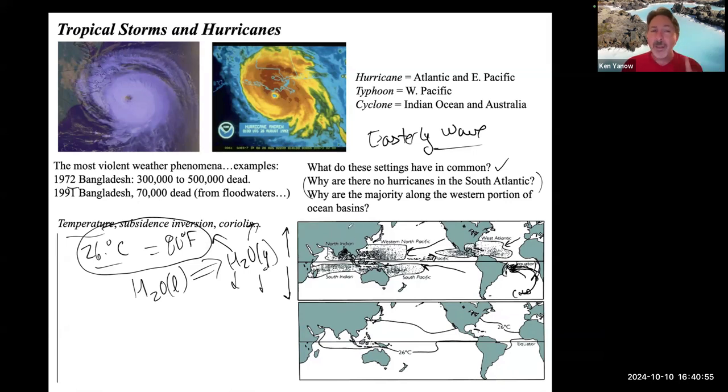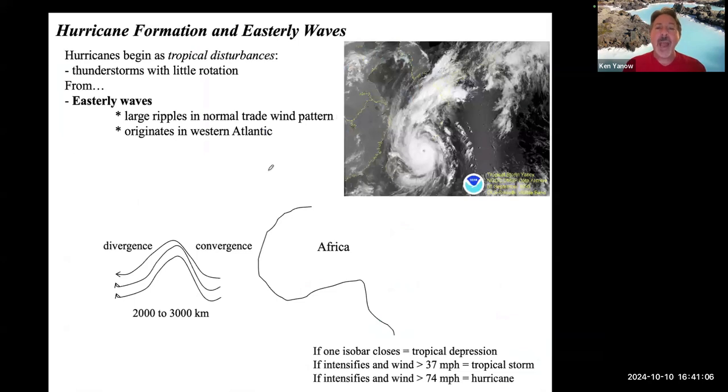So let's spend a little bit of time talking about these storms, figure out what causes them, why they're so dynamic, why they're so destructive. So again, we start with an easterly wave. A hurricane itself begins as a tropical disturbance. That's basically a thunderstorm with little to no rotation, and it forms predominantly from an easterly wave. And let's look at Africa as an example.